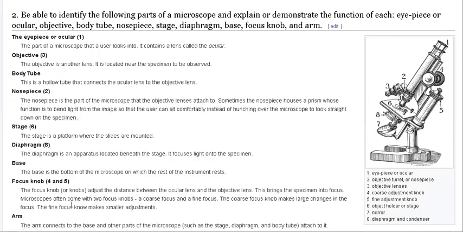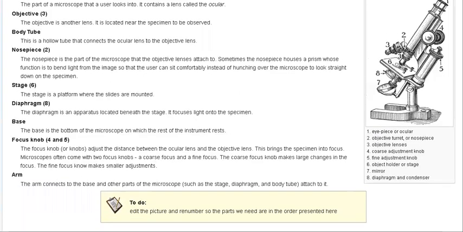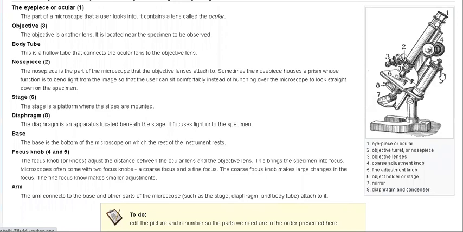Okay. The diaphragm is an apparatus located beneath the stage. It focuses light onto the specimen. All right. You have the base, the bottom of the microscope on which the rest of the instrument rests. So that's the base. You have the focus knobs, 4 and 5, and they adjust the distance between the ocular and the objective lens. This brings the specimen into focus.